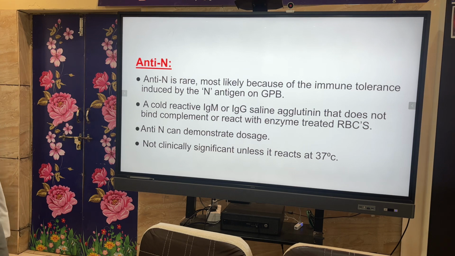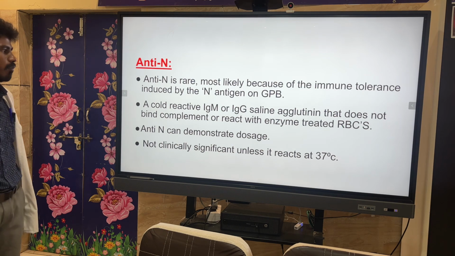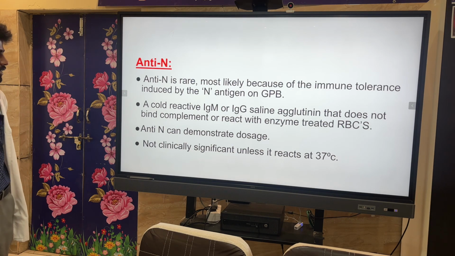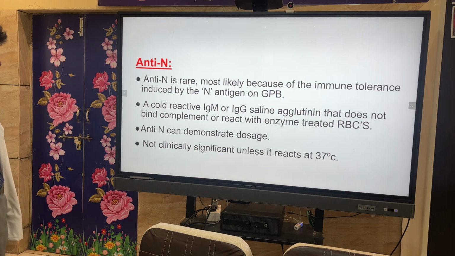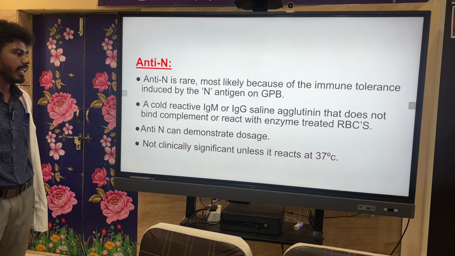Anti-N. This antibody is very rare, most likely because of immune tolerance induced by N antigen on glycoprotein B. It's a cold IgM saline agglutinin that does not bind complement or react with enzyme treated RBCs. Anti-N also shows dosage effect. Anti-N antibody is not clinically significant.